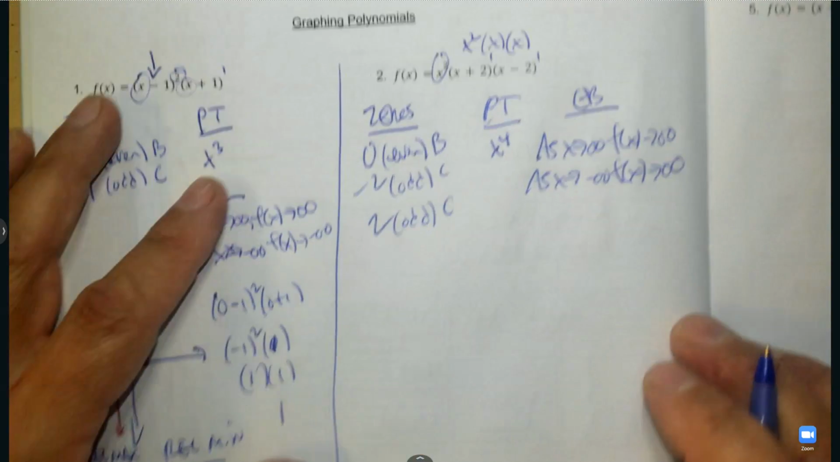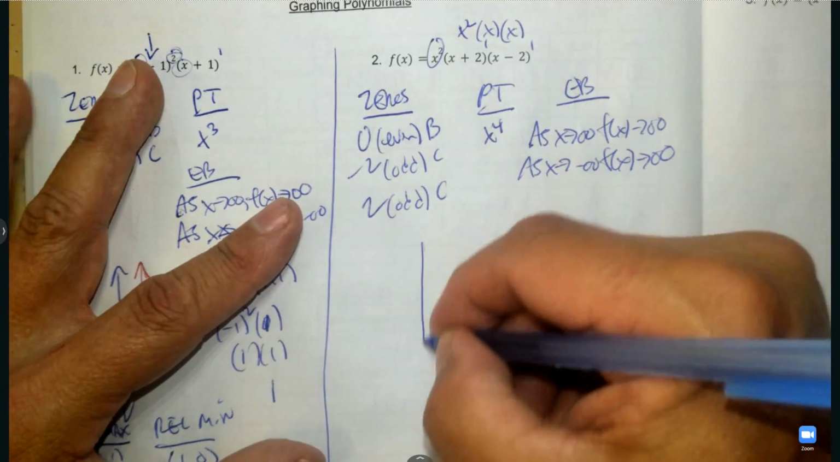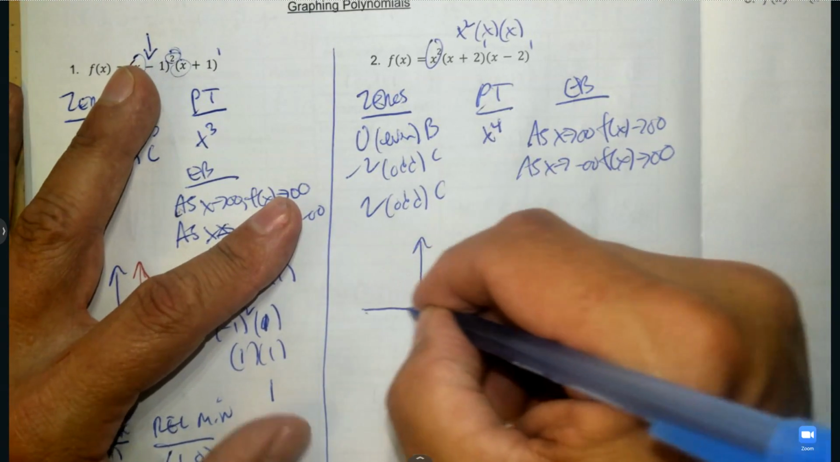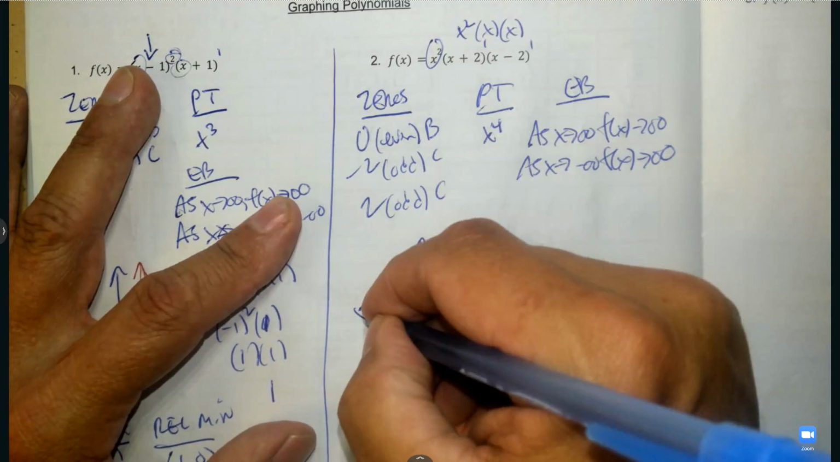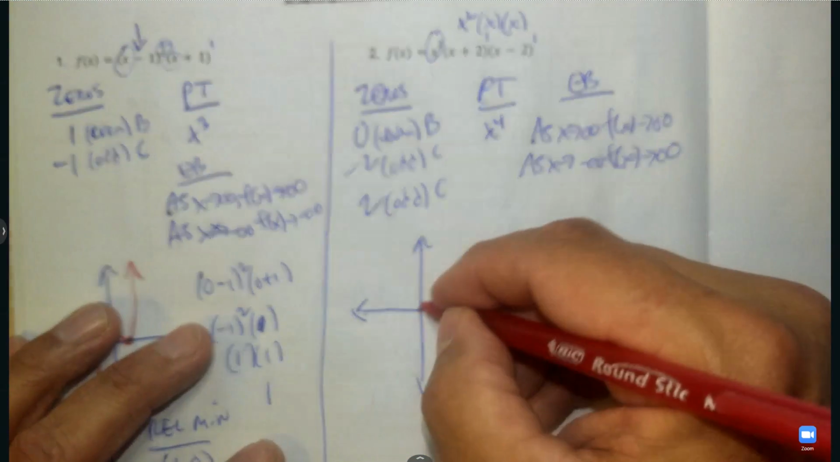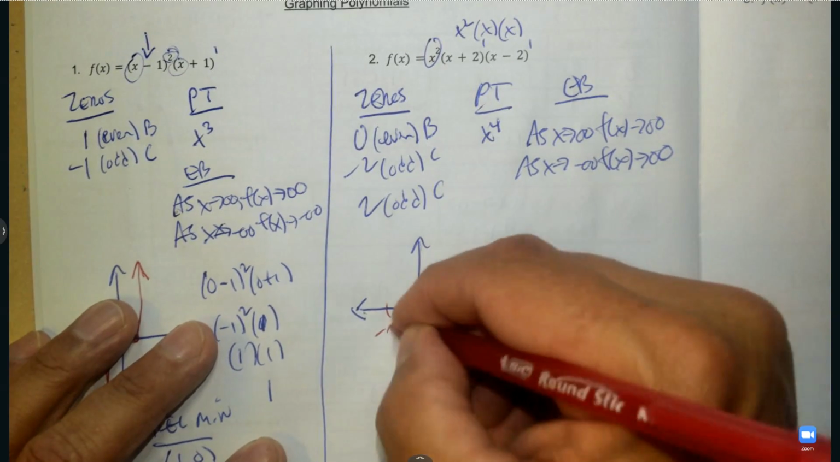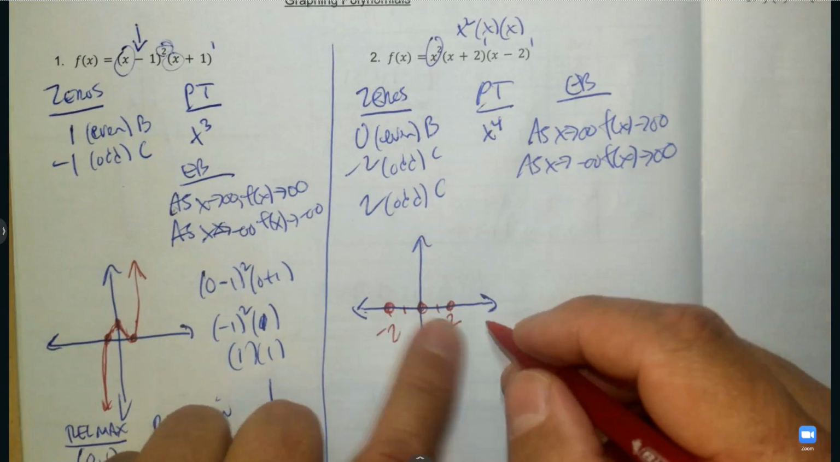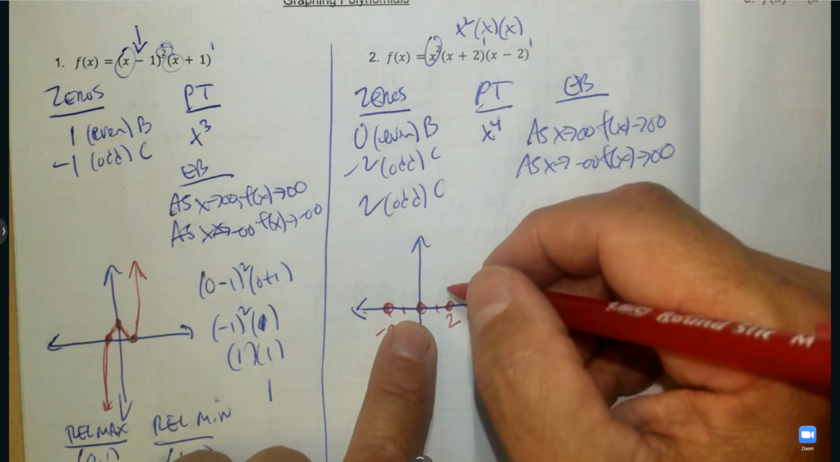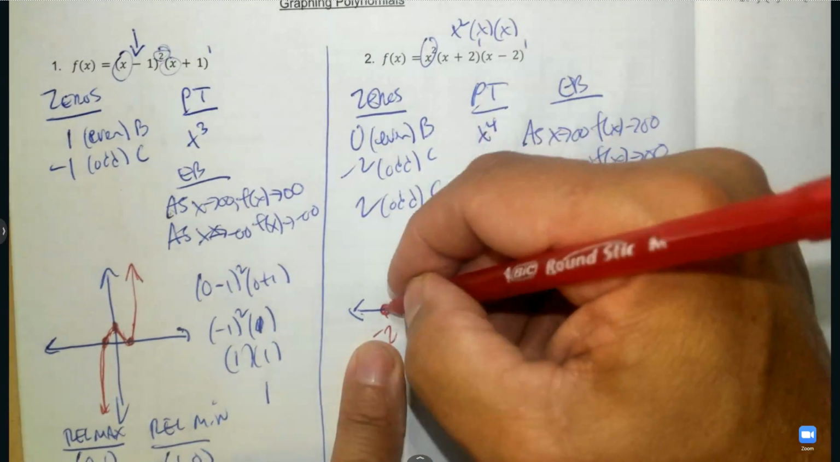So we can now start our graph and see where our gaps are, so we can fill in the full roller coaster and make the whole graph work. So I got 0, I got 2, and I got negative 2. So I can see obviously where the gaps are that I need to fill in. And I said both ends go up. So I can do that.